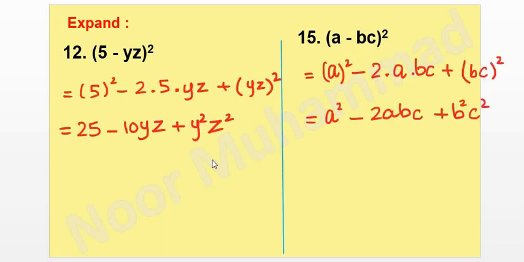So here are the answers for both questions, students. I used the formula, by the way. So what is the formula? The formula says square the first one and square the second one, and then in the middle, if there is a negative sign between the two terms, we put a negative sign, so we put minus 2 times the first term times the second one. When we multiply these three together, it gives us 10yz, right? And y and z will be y squared and z squared. Same is the case here.